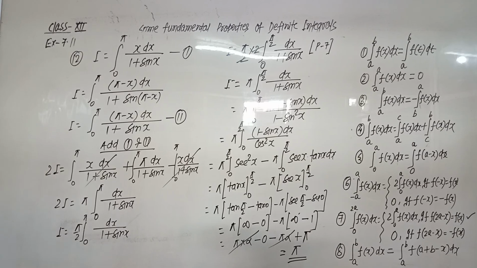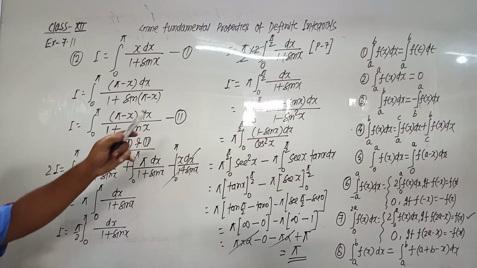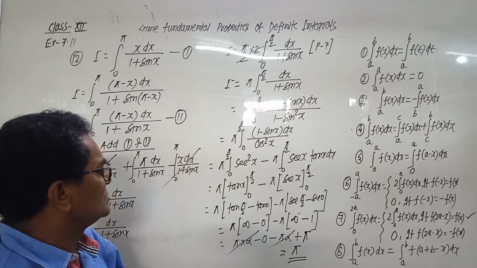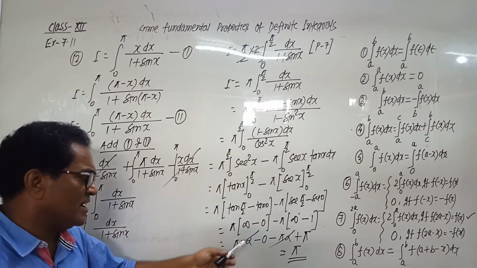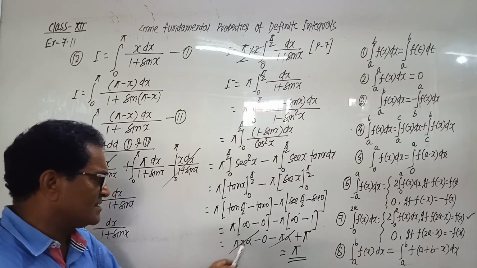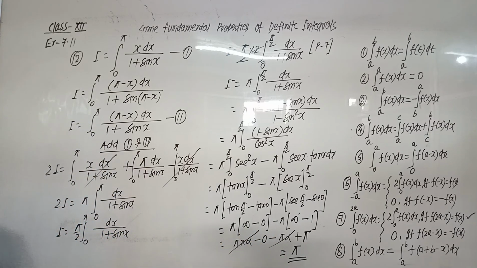So this was question number 12. Firstly we used property number 5, then we used property 7, and then we rationalize and solve. Pi into infinity is infinity, we can also write infinity, and both get cancelled and we get the result pi.